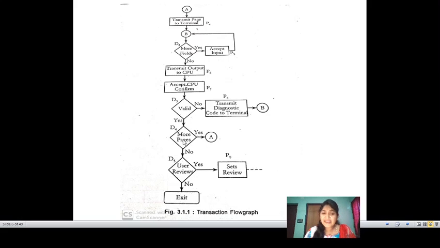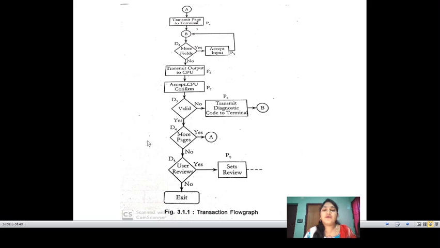If there are no more pages, then user reviews will be performed. If there is any user review, set that review, whatever the reviews will be defined. And if there is no review from the user, then exit the transaction. So this is the total completion of the transaction flow. Here we are taking two nodes, A and B. These two nodes accept all the transaction processing steps, including the decisions, the process steps, the terminal controller, the central computer, and the entry point and exit point. So this is the transaction flow graph.